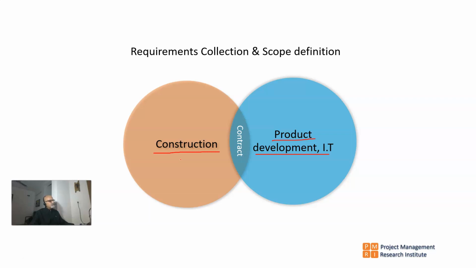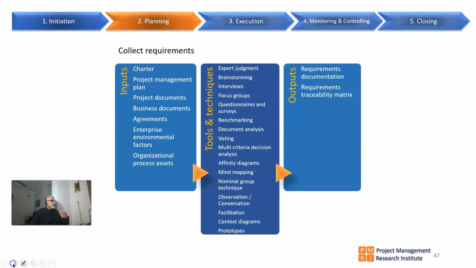It is expensive. So that is the reason why the requirements are fully elaborated and the scope is defined before the contract in construction projects, whereas for product development, IT and R&D kind of projects, detailed requirements collection and scope definition happen after signing the contract. So depending on where you are coming from, you will be able to correlate. That's why I'm explaining this.